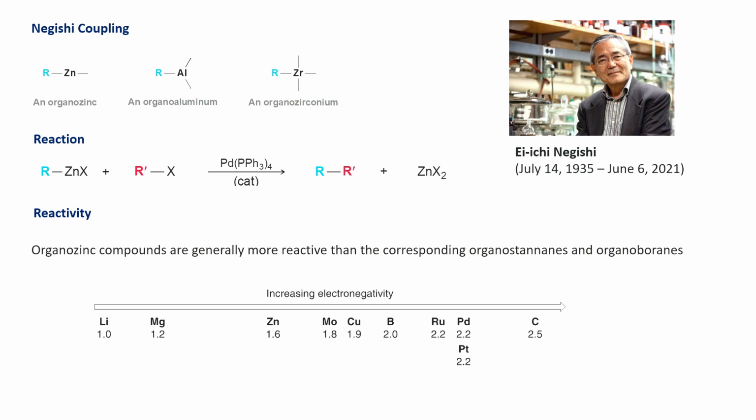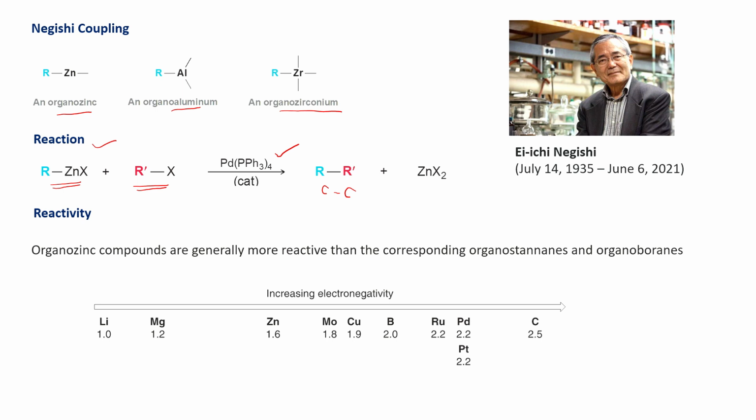In the Negishi reaction you can use a wide variety of metals like organozinc, organoaluminium, organozirconium. In the Negishi reaction, you treat your organozinc compound with an organoelectrophile in the presence of a palladium catalyst. It will give you a new carbon-carbon bond formation.